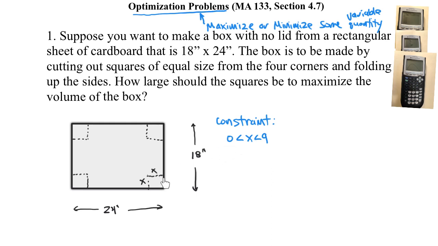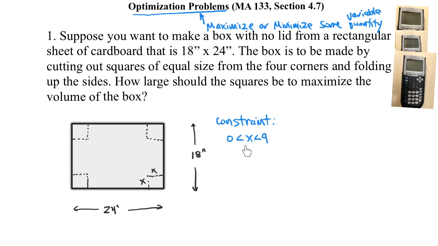I mean, if x is 0, that means we're not cutting anything out. So when we fold up the edge, there would be no edge, so the volume would be 0. And at the same time, if we made x be 9, if we go out 9 inches and cut 9 inches, then we fold it up, we have another volume of 0. So x is going to be somewhere between 0 and 9. And we can use that when we solve this using algebra, because we're going to use a graphing calculator.